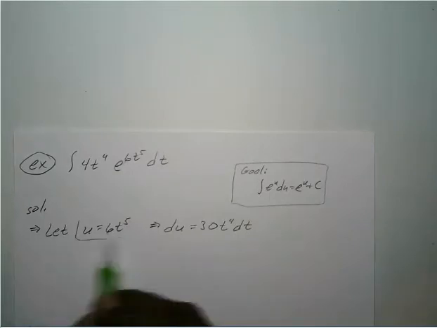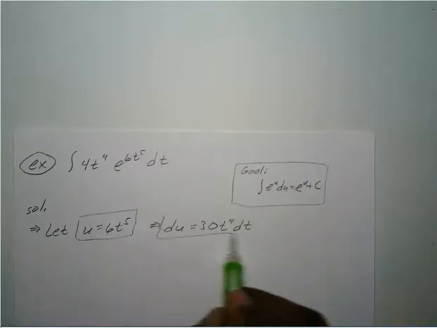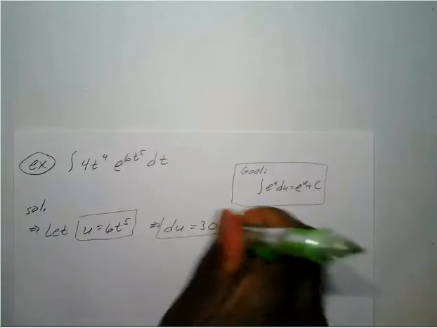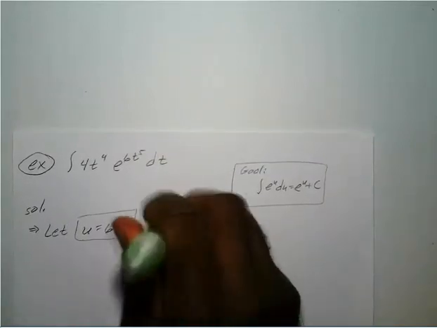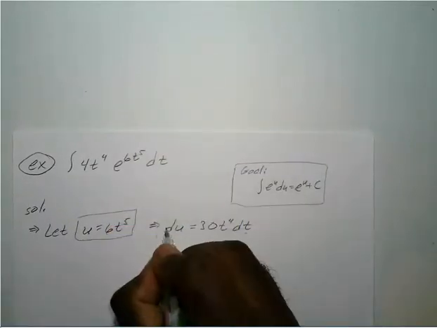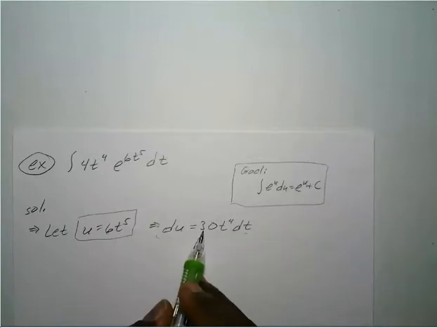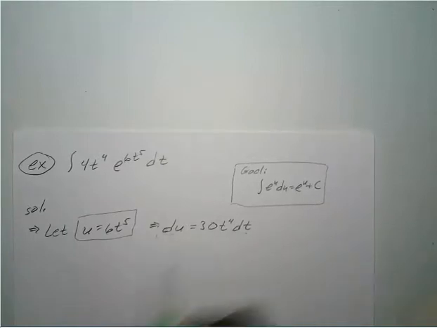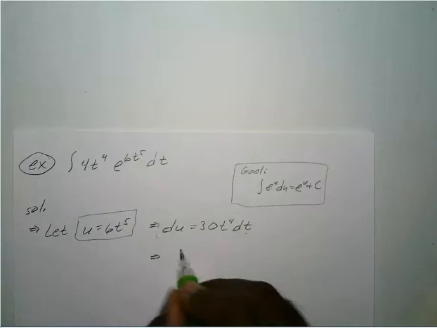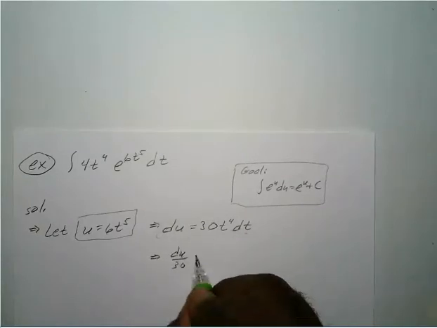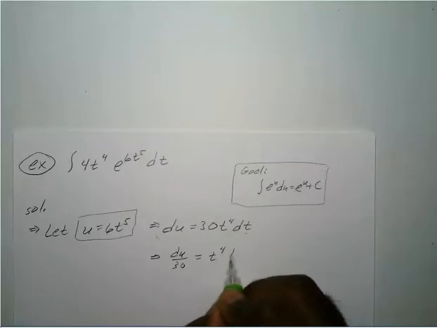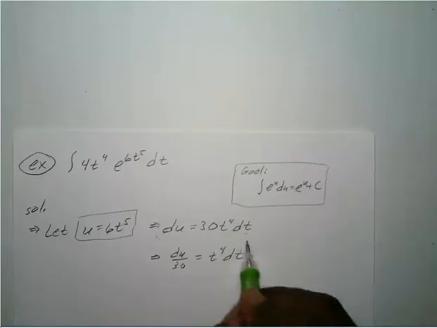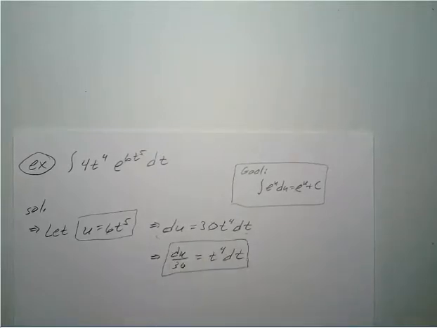Okay, so we have our u, and we have, oh, not really, because we're going to go ahead and get rid of that 30 right there. Again, you can do it without getting rid of the 30, but to me, it just looks a little easier. Divide both sides by 30, we have du over 30 equals t to the 4th with respect to t. Now we go ahead and circle that.